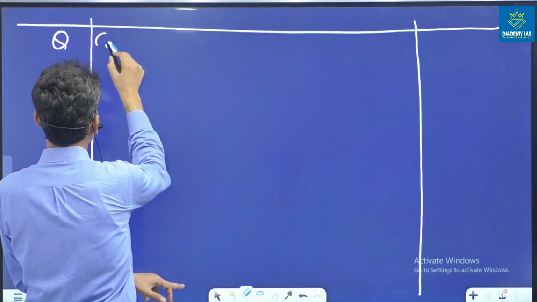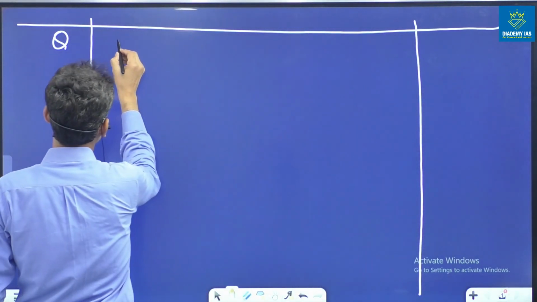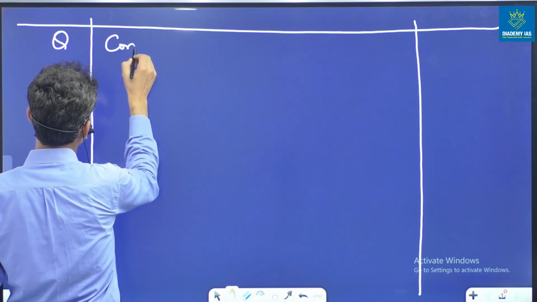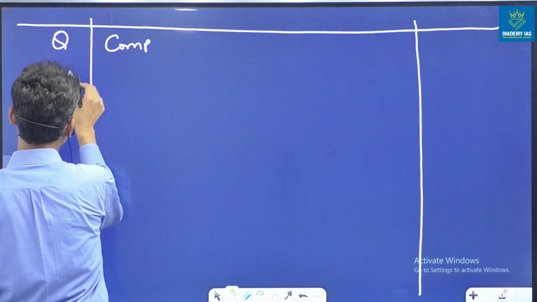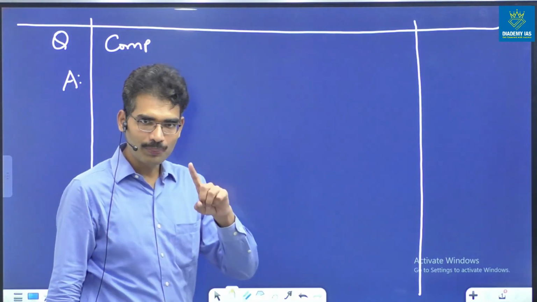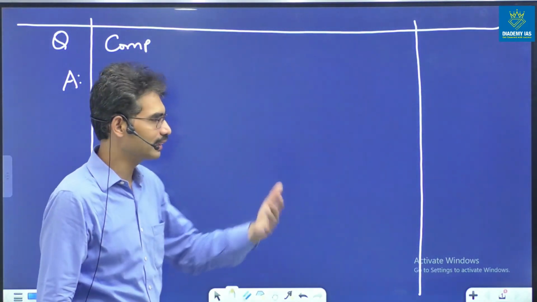How to structure this one? First you write the question, comparative merit. You will start the answer. If you brainstorm, it happens very fast in the examination hall.